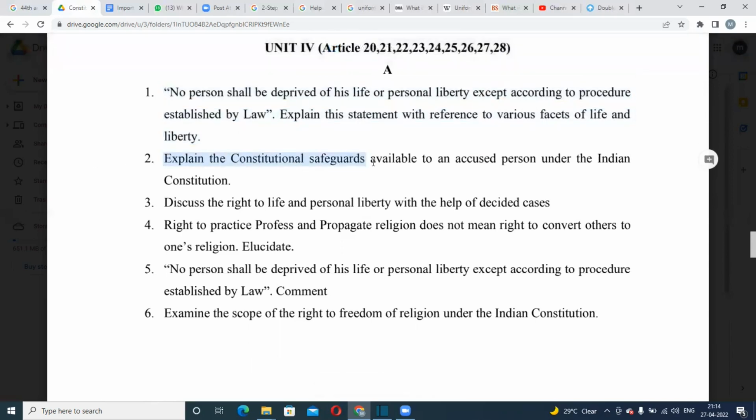Explain the constitutional safeguards available to an accused person under the Indian Constitution.